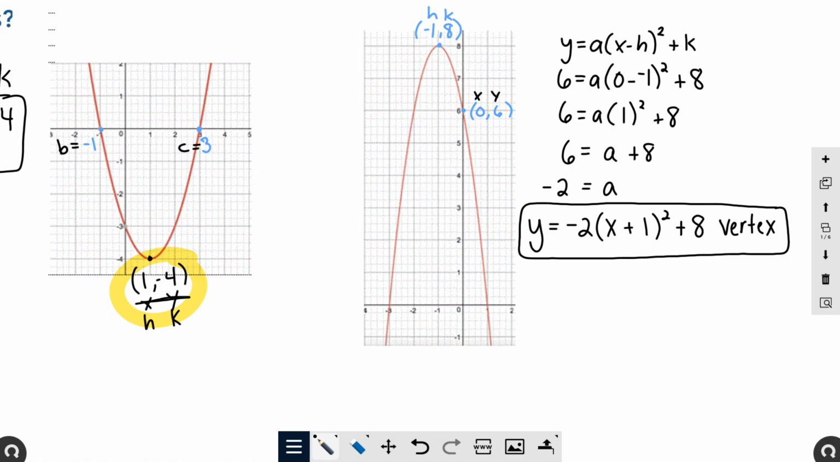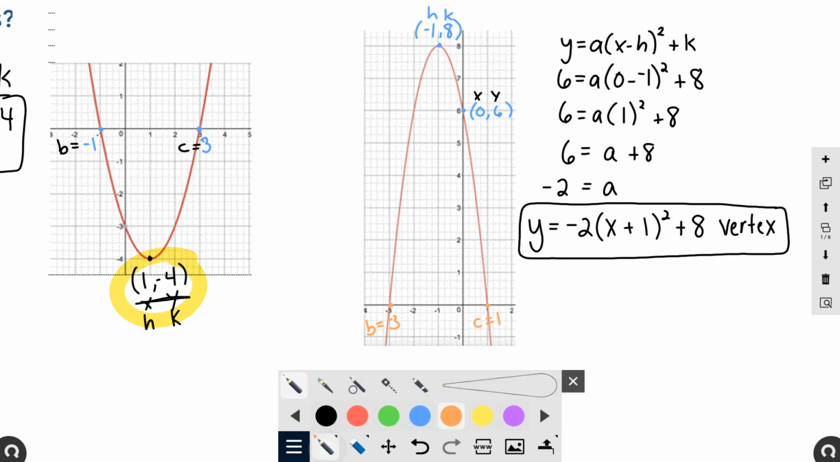Now, again, do not reinvent the wheel, right? Use the picture. So the next thing that we have is the factored form. What do you need to write factored form? X-intercepts. Do I have my x-intercepts? Yeah, they are -3, which would be like the B, and +1, which would be like your C.